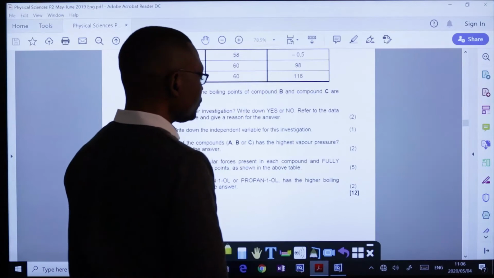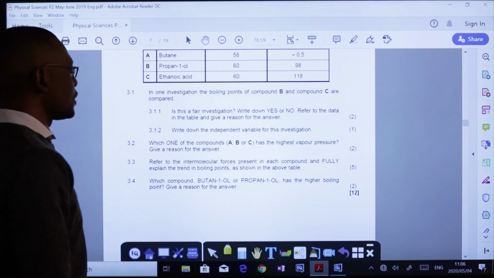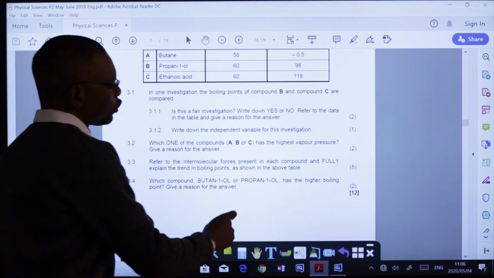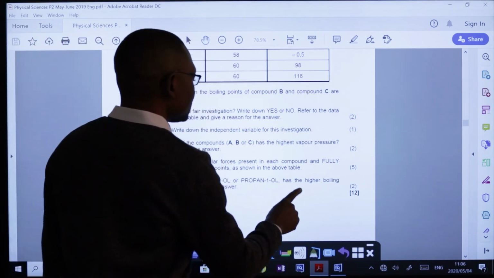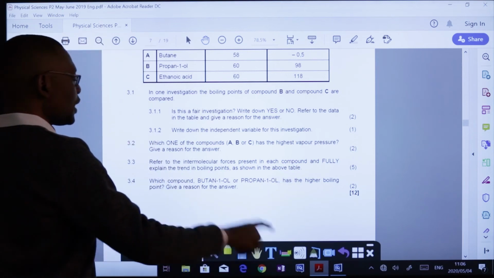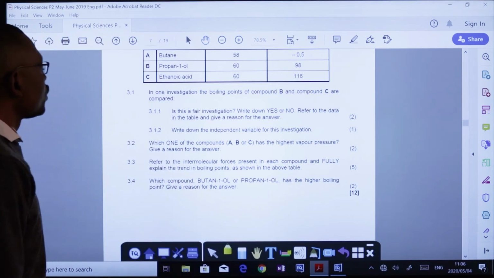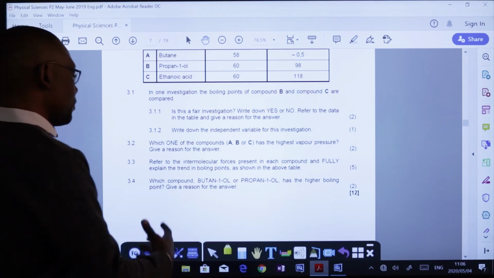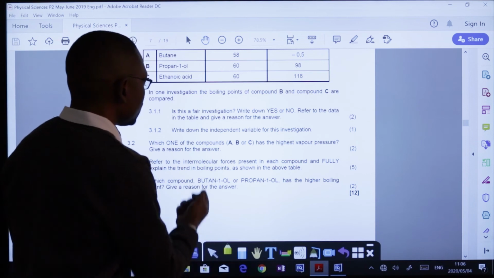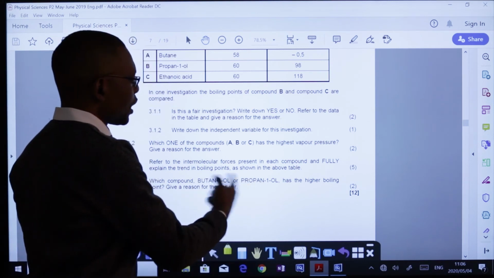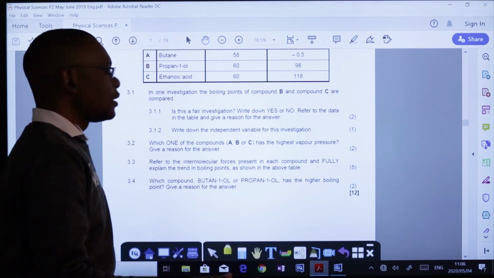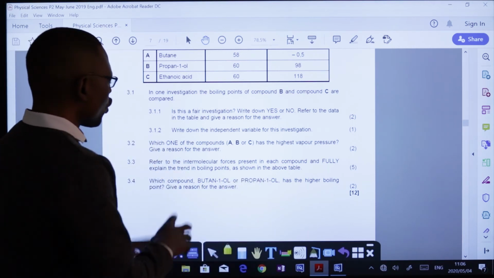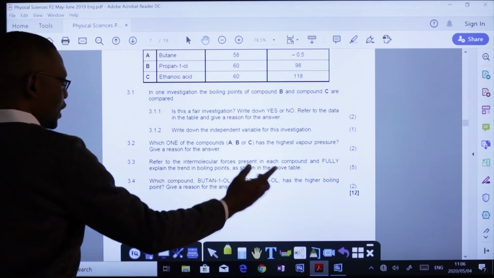Okay. So the next question is saying, which compound, butan-1-ol or propan-1-ol, has the higher boiling point, and give a reason for your answer. So we are now comparing 2 alcohols, and they are all alcohols, meaning that the OHs are all on carbon number 1. So the only difference here is the carbon chain.